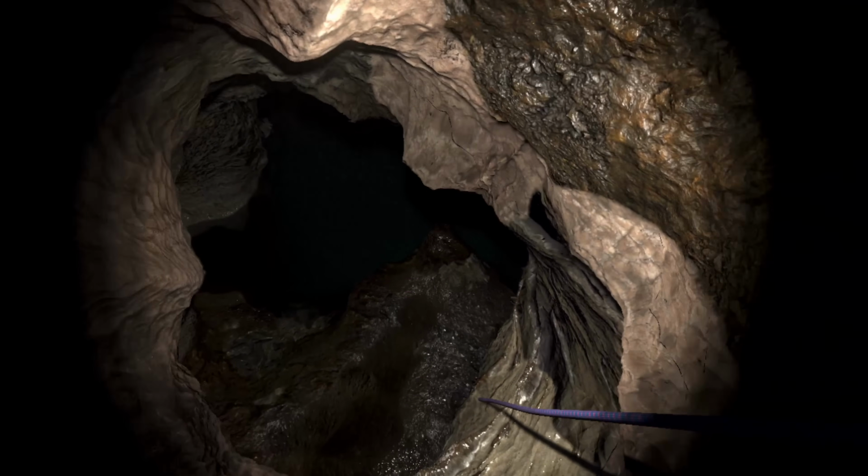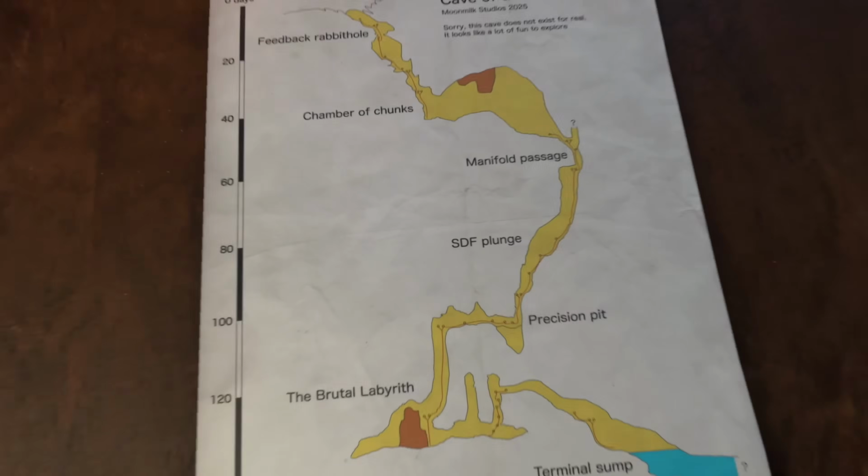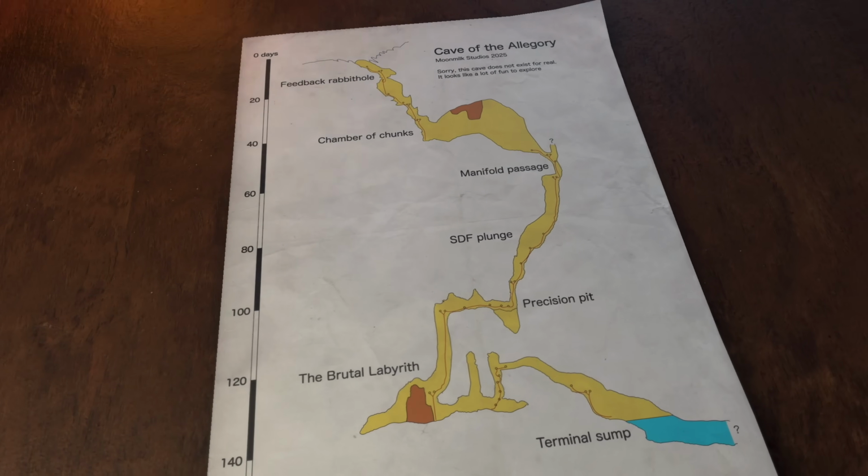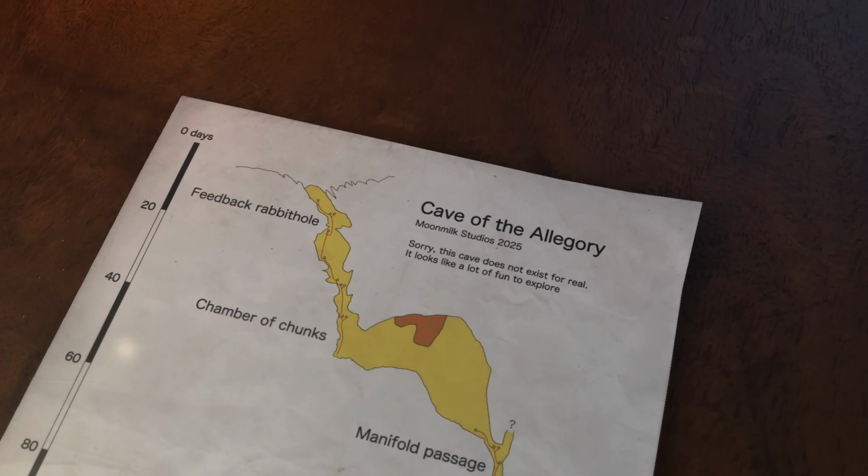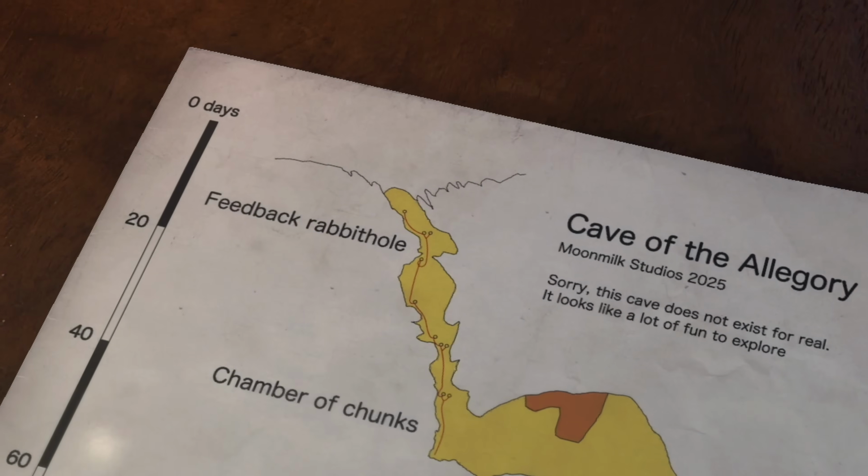I'll take you on a tour through it, but I must warn you though, the path ahead is technical and the learning curve is steep. Welcome to the Cave of the Allegory. We first enter at the feedback rabbit hole. The most critical thing I had to work on was to make a proper feedback system.